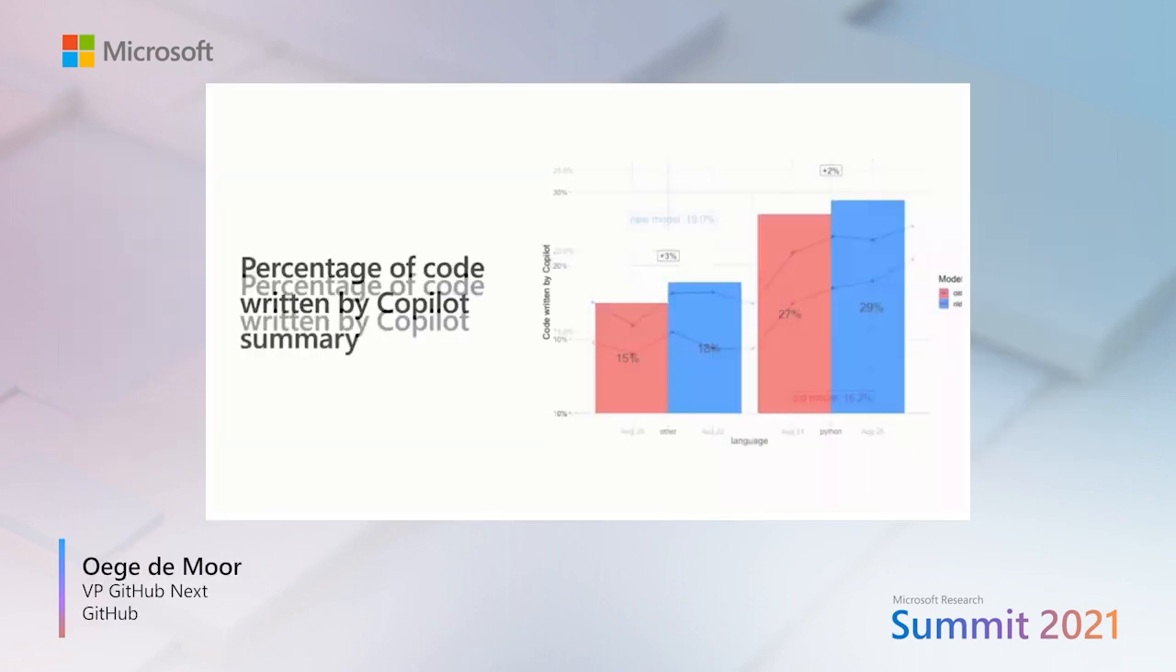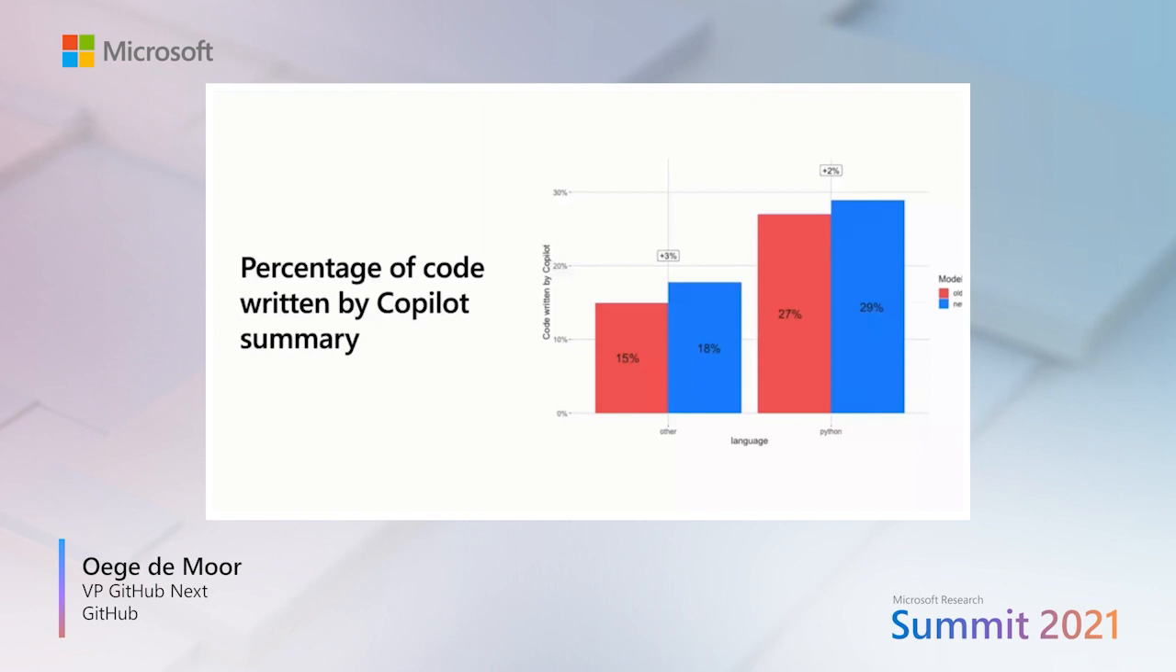So here is another way of looking at the data. For languages that are not Python, we have a 3% increase between the old model and the new model. And it's a large amount, 18%. But then look at Python. It was 27%, and now it's 29%, almost a third of the amount of code that people write when they're using Copilot with Python. Almost a third is written by the AI.